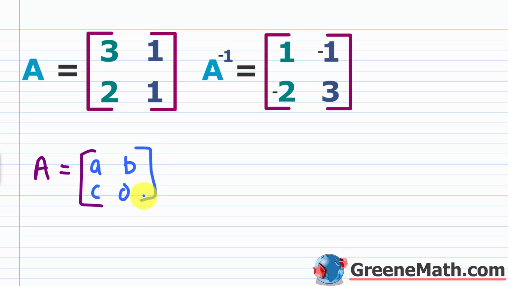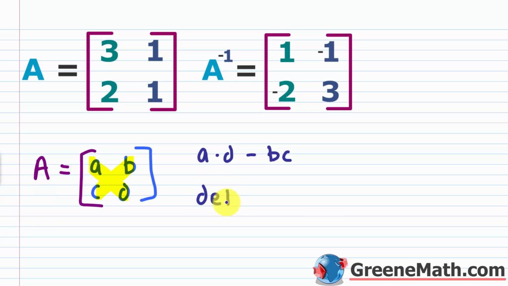Now, we haven't talked about the determinant of a matrix yet. We'll get to that in 2 lessons from now. But for now, it's very easy for a 2x2 matrix. It's just this guy times this guy. So it is A times D, then minus B times C. Okay, so that's the determinant of A.